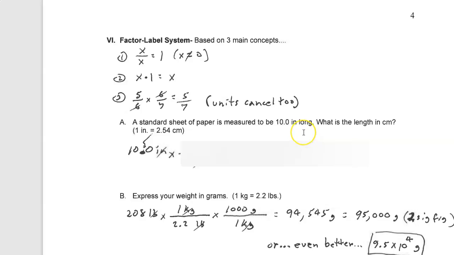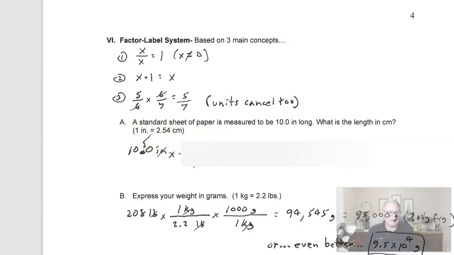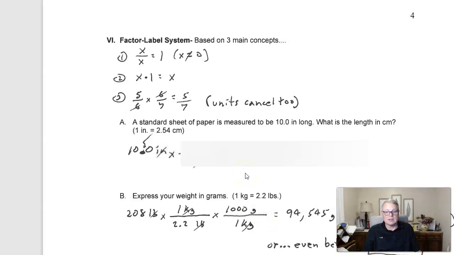In other words, do I know anything about inches and centimeters? Well, I know that 1 inch is equal to 2.54 centimeters. Okay? These two measurements, are these equivalent? 1 inch, 2.54 centimeters. Are those the same length? Yeah, they're the same length. Okay? What do I know about equivalent quantities when I put them over each other as a fraction? Well, that's equal to 1, right?